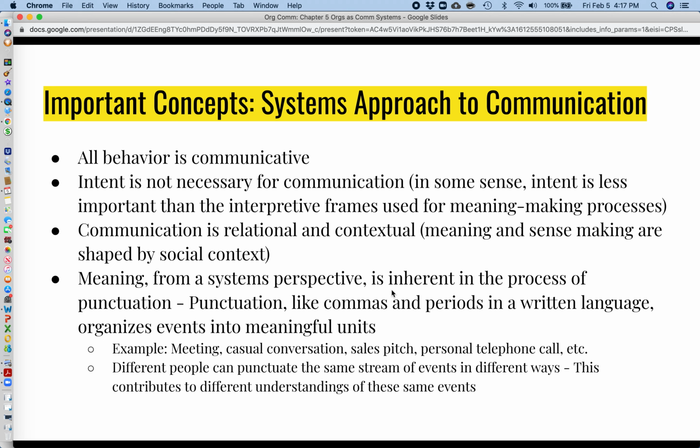And we do the same kind of thing in our experience, in what we call our phenomenological experience. Phenomenology is just a fancy word for the study of how we make sense of the world, how we view the world. So meetings, casual conversations, sales pitches, telephone calls, these are all examples of punctuation, ways that we punctuate our lives to make sense of them, right? Oh, I'm in a meeting now.